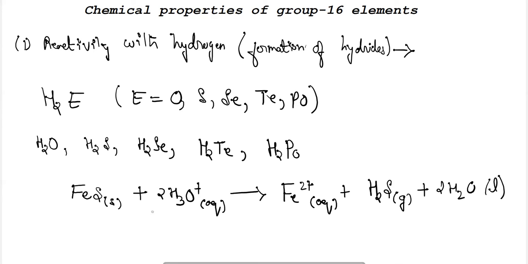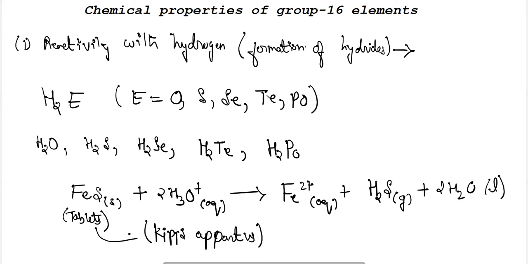And this process takes place in Kipp's apparatus. In that Kipp's apparatus, what we do is generally put this ferrous sulfide. We are presently using this ferrous sulfide in the form of tablets. Okay, small tablets they are. We take these tablets into Kipp's apparatus.